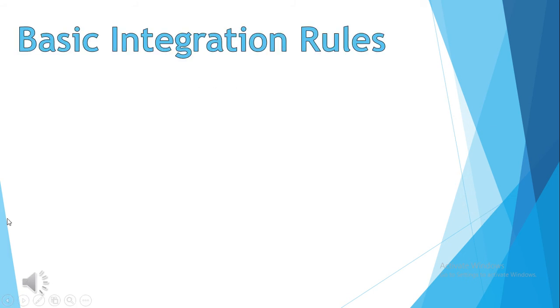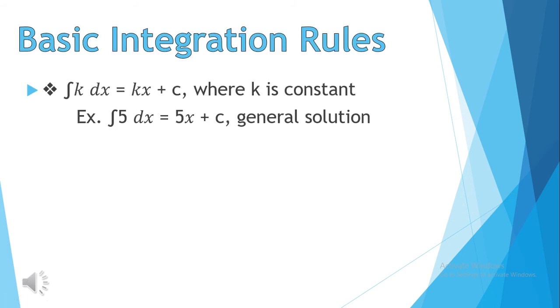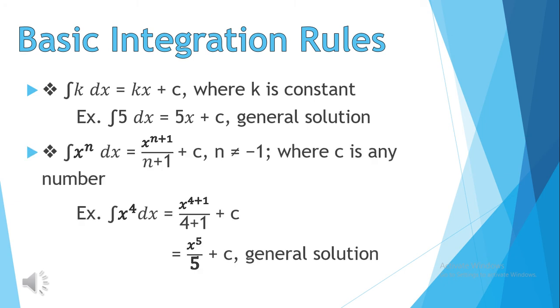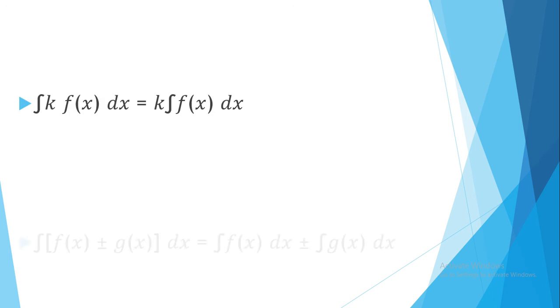Basic integration rules. The integral of k dx is equal to kx plus c, where k is a constant. The integral of x to the power of n dx is equal to x to the power of n plus 1 over n plus 1 plus c, where n is not equal to negative 1, and c is any number.